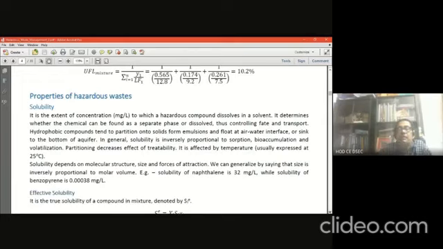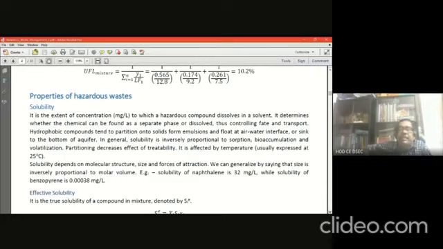Thus, controlling fate and transport, hydrophobic compounds tend to partition into solids, form emulsions and float at the air-water interface or sink to the bottom of the aquifer. In general, solubility is inversely proportional to absorption. That is, the more the absorption, the less the solubility; the less the absorption, the more the solubility. So it is inversely proportional to absorption, bioaccumulation, and volatilization. Partitioning decreases the effect of treatability.